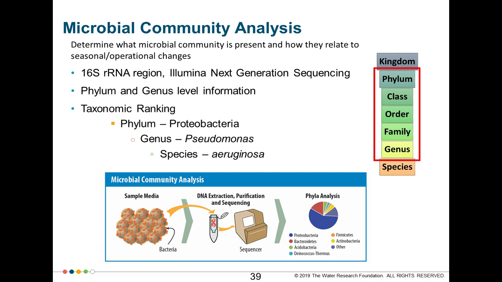And I think it's important to point out that the level of detail we were able to get was phylum and genus level data. So as a reference, if you've ever seen the word E. coli or Pseudomonas aeruginosa, the first word is the genus level. The second level, the aeruginosa, is the species level. So we were not able to obtain species level information.